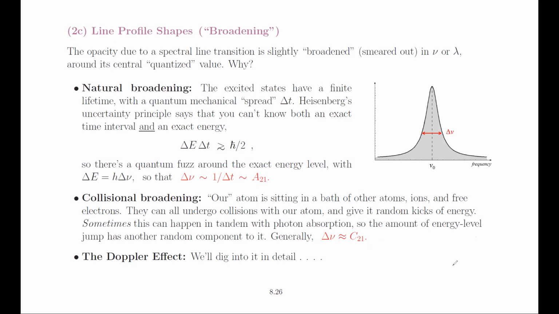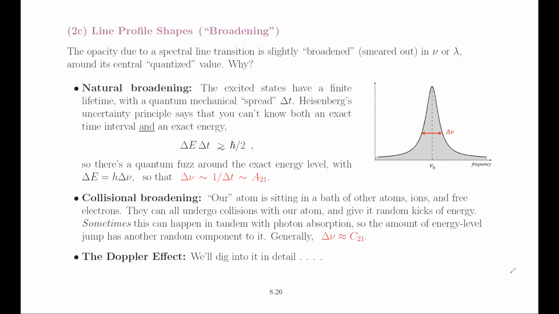Usually when we see this type of broadening in astronomy, it's the collisional effect, and that helps give us a way of measuring the density of a gas, right? The denser the gas is, the more frequent the collisions will be. So sometimes this collisional broadening lets us measure the density.